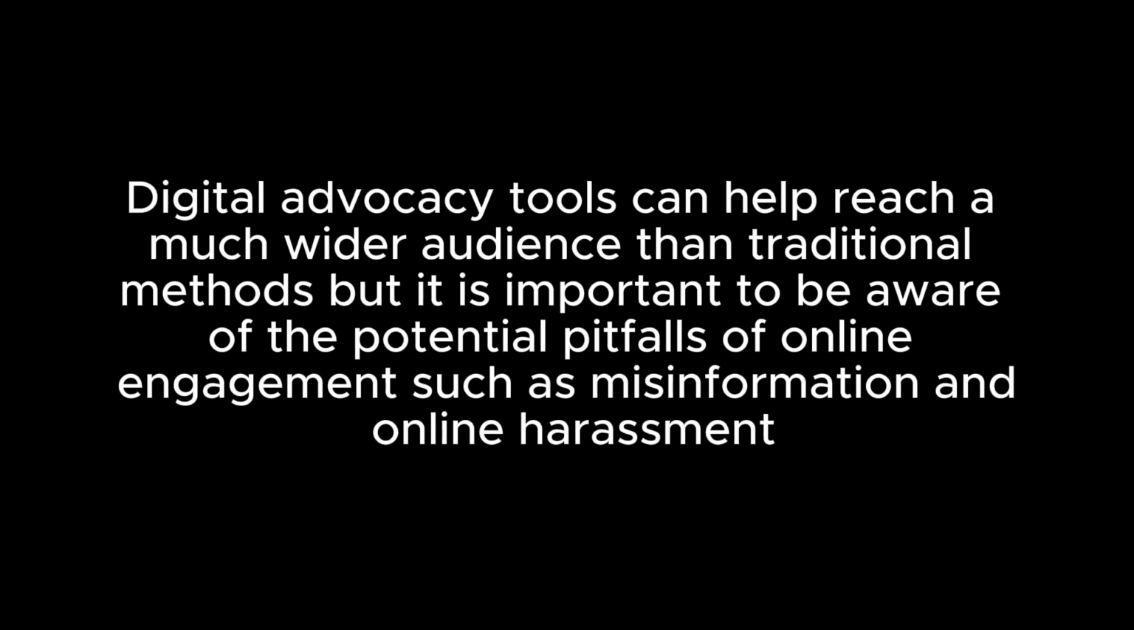Digital advocacy tools can help reach a much wider audience than traditional methods, but it is important to be aware of the potential pitfalls of online engagement, such as misinformation and online harassment. Practicing digital literacy and critical thinking are essential for utilizing digital tools effectively and responsibly. Legal recourse is another avenue for advocating for your rights.